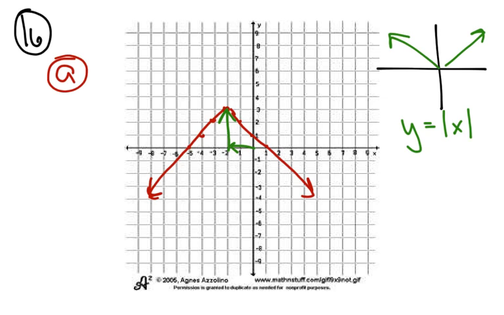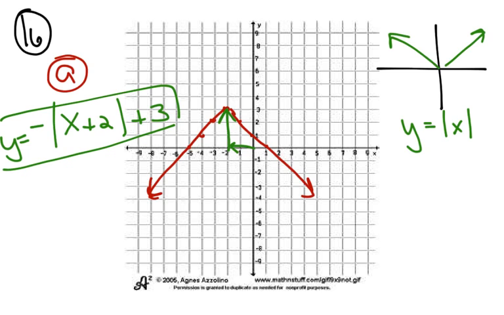And the way you write that is you would write x plus 2 in the absolute value bars, and then you would put plus 3 outside. But the other thing that I want you to notice is that the graph is upside down. That's a reflection over the x-axis. So the equation that represents this absolute value function is y equals negative absolute value of x plus 2, plus 3.